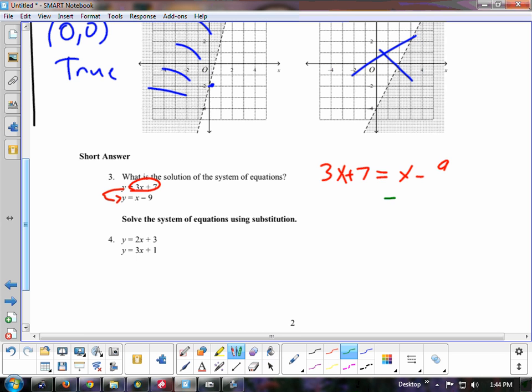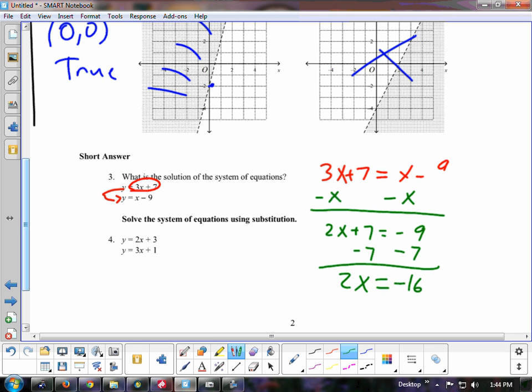Okay, and then I would solve this by bringing the x over by subtraction. That's going to get me 2x plus 7 equals negative 9. I'm going to bring the 7 over by subtraction, and I'm going to get 2x equals negative 16, x equals negative 8. And to get the other answer, I would plug in my value for x, and I could do that right up here. I could put in my negative 8 up here, but let's just do a quick check. So y equals 3 times negative 8 plus 7, which would be negative 24 plus 7, which would equal negative 17, it looks like.